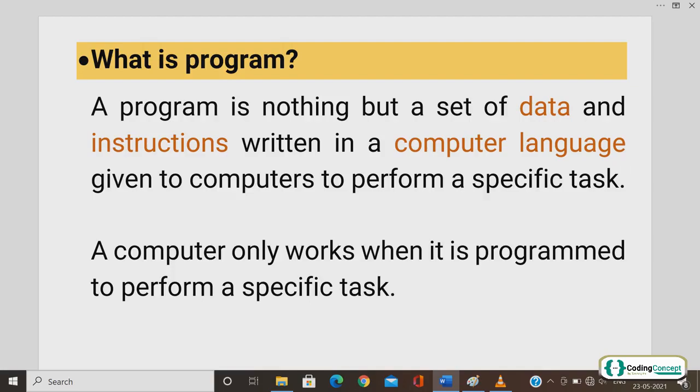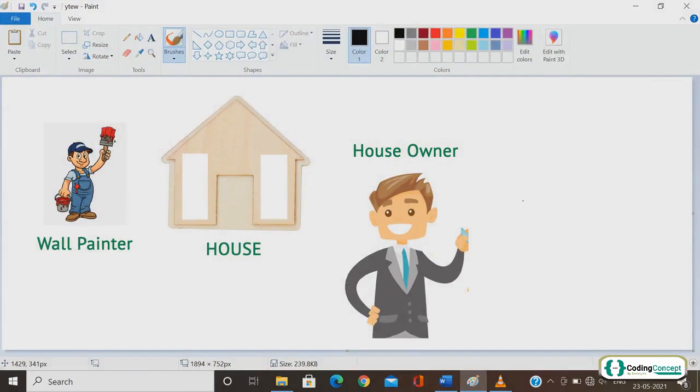These things will be clarified with the help of a real life example. So let's have a look. Over here you can see three pictures. The first one is the house, second is the owner of the house, and at last a wall painter. So here the owner of the house wants his house to get painted. That's why the owner of the house tells the wall painter to paint his house.